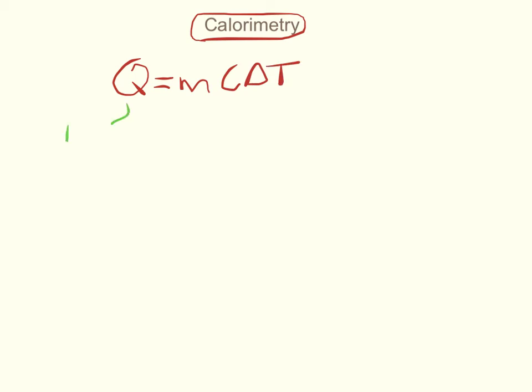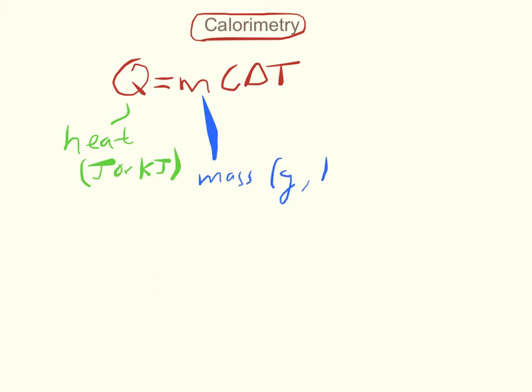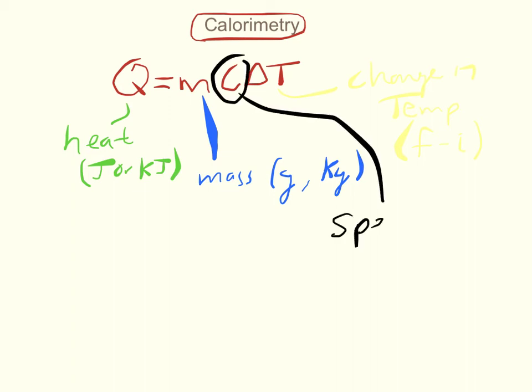Where Q is heat in joules or kilojoules. M is mass in grams or kilograms. Delta T is our change in temp, final minus initial, in Celsius or Kelvin. And last but not least, C is our specific heat. What is the specific heat?